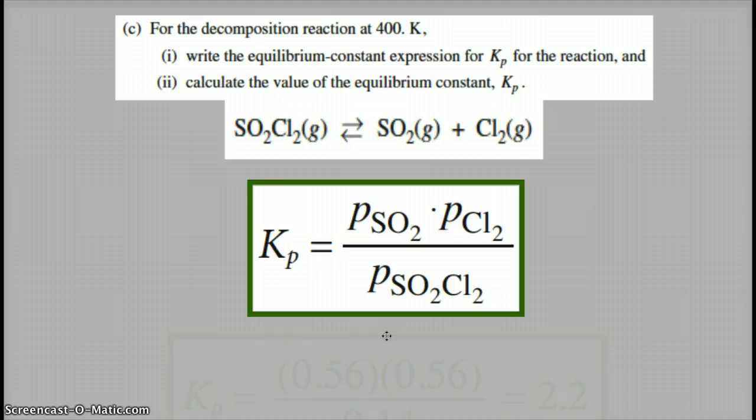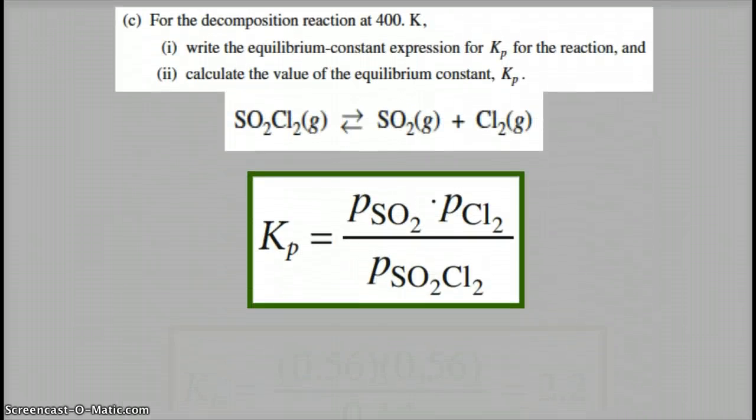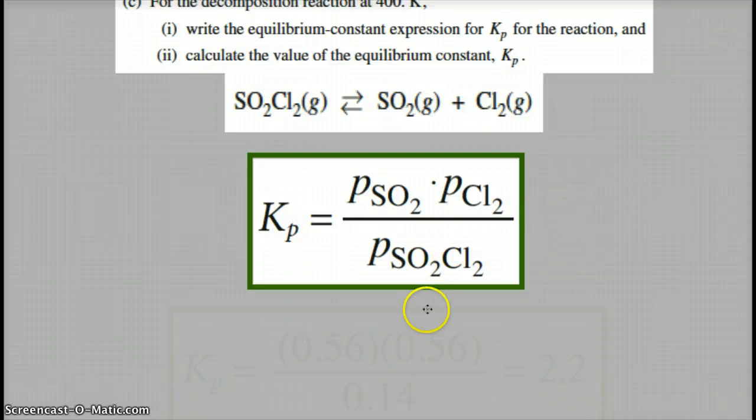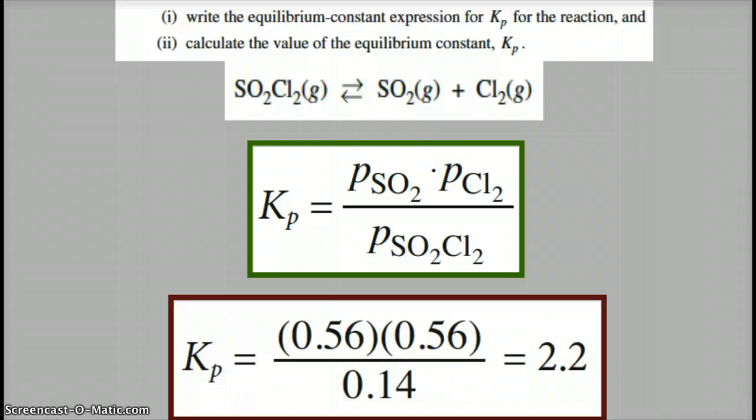Now again, if you had no idea how to do part B, make up some answers and give three pressures. Pressures 1, 2, 3 atmospheres. Doesn't matter. Because when you come down here, you plug those numbers in, the fake numbers you gave, and you'll still get credit for solving the Kp value because you used numbers from part B. But the real value, we've got 0.56 for our two product pressures and 0.14 for reactants. So you see our Kp value is 2.2.